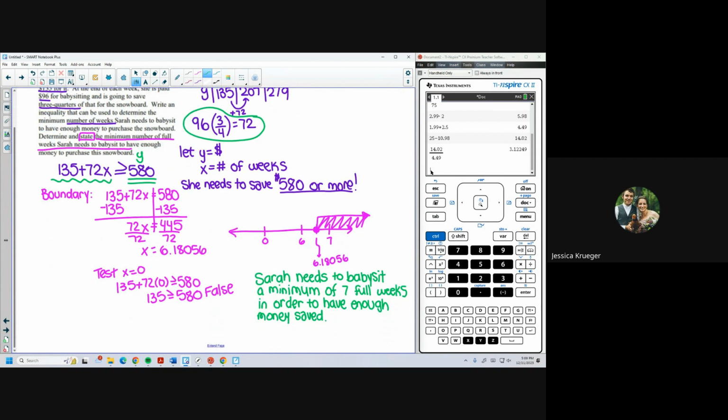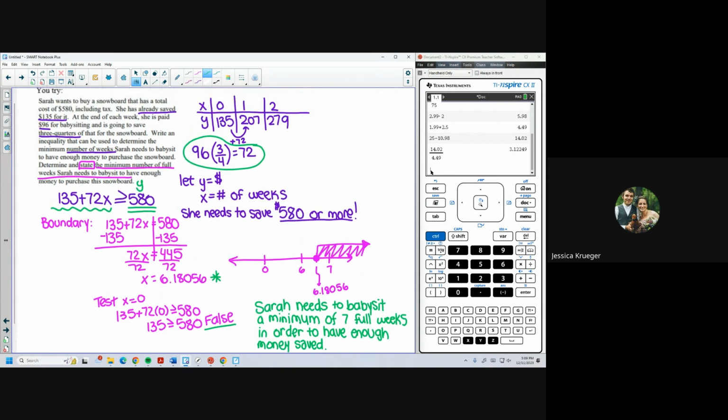I saw that it was going to take about 6.18056 weeks. I tested 0 and saw that that would not give her enough money. So it needed to be greater than or equal to 6.18056 weeks. However, the question says the minimum number of full weeks. So the lowest whole number of weeks in this solution is 7.